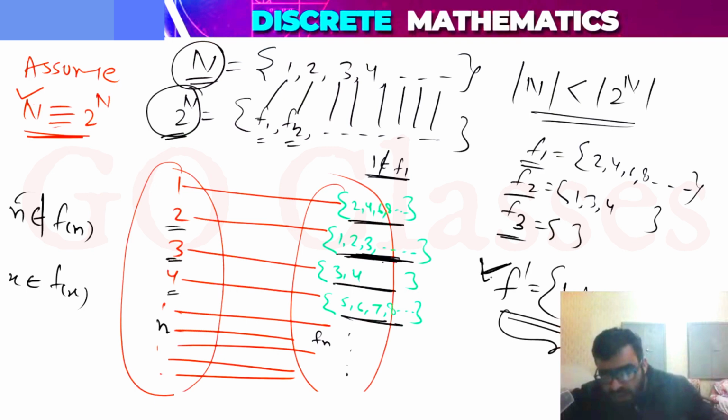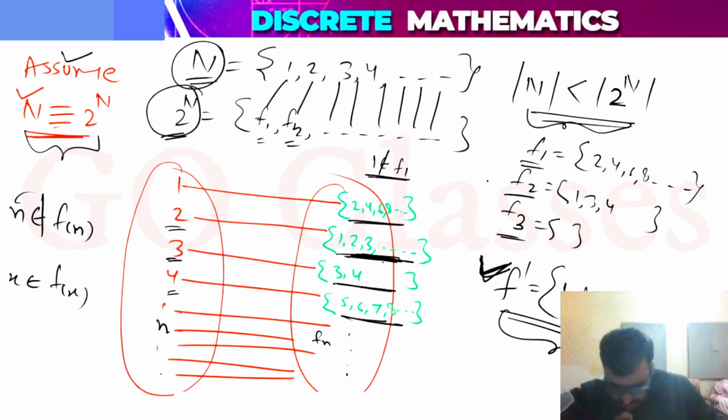So you can see f dash is not covered by this one-to-one correspondence. This element is not covered by this bijection. So you can say that no such bijection exists. This assumption was wrong. So hence we can say the set of natural numbers has strictly less cardinality than 2 power n. This is how you can very easily prove it. Anyone has any doubt, you can ask.